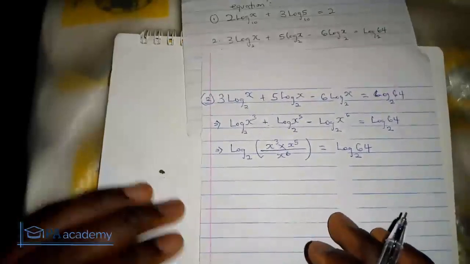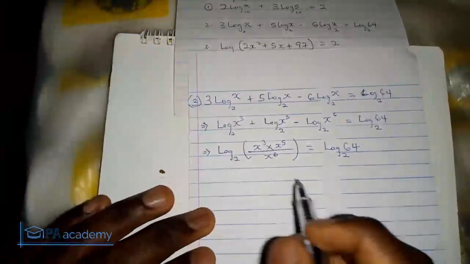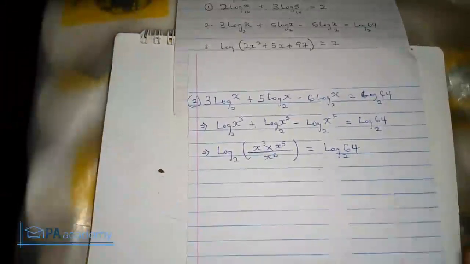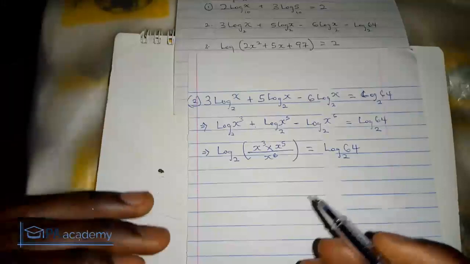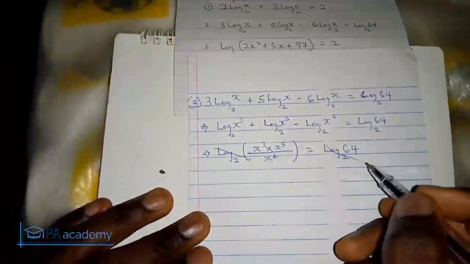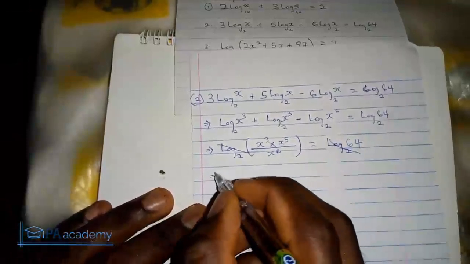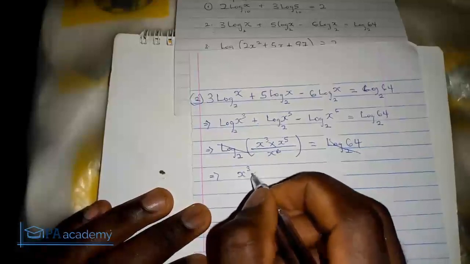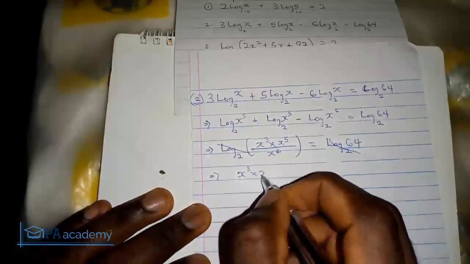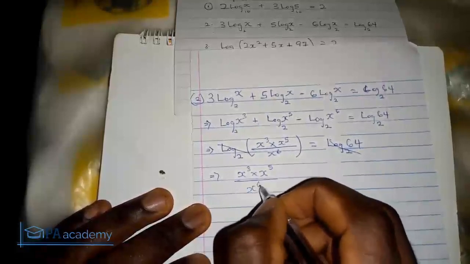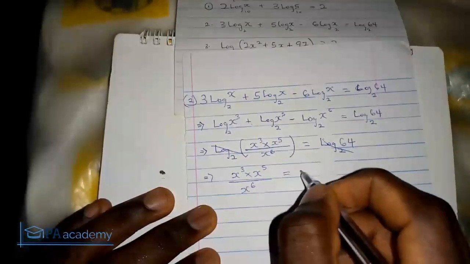Just like when we looked at example 1, where we had log to base 10 on both sides, right now we are having log to base 2 on both sides. So we can easily cancel it out. So right here we'll be having x raised to power 3 times x raised to power 5 over x raised to power 6 is equal to 64.